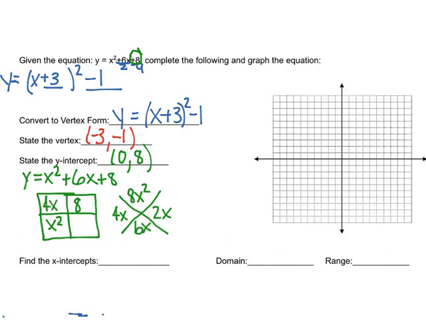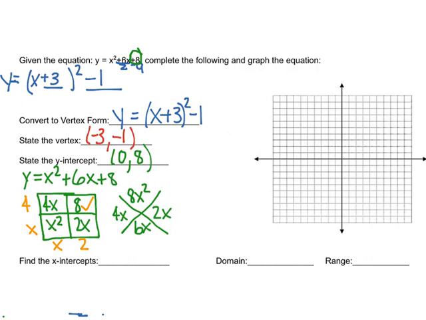So 4x and 2x. Now I need to figure out what goes on the outside of my box. So I'm going to break apart the x squared to be x and x. Then I have 2 here because x times 2 gives me 2x. And then 4 here because x times 4 gives me 4x. And just a quick double check, 2 times 4 is in fact 8. So we know that's good.